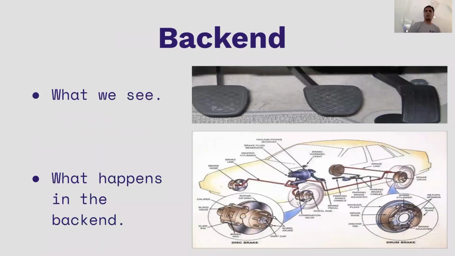So I will talk about the backend and the front end. We can see what is visible, but the background is difficult to see, though we can imagine what is going on there. I have an example with a car. If we press any pedal of the car, many things happen in the background, and that is called the backend.